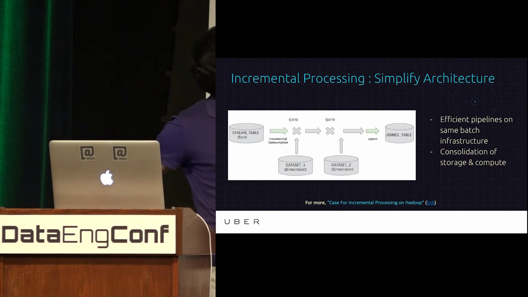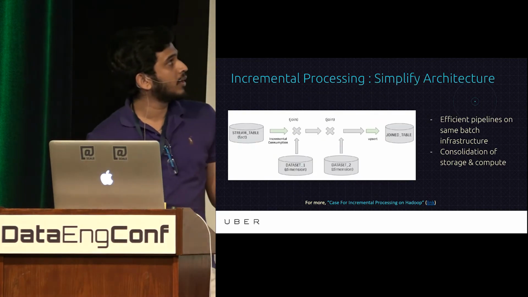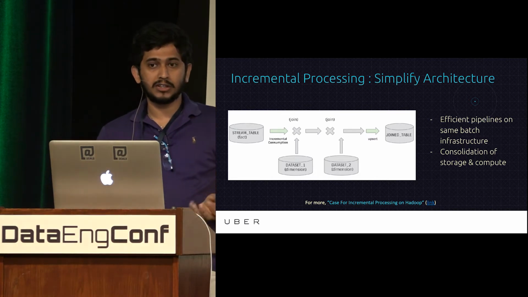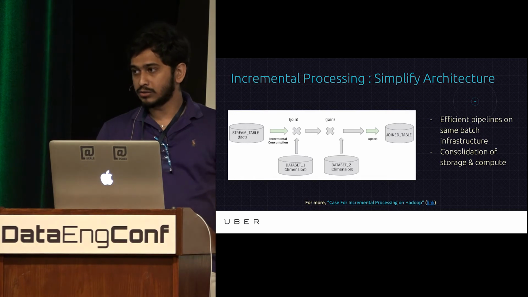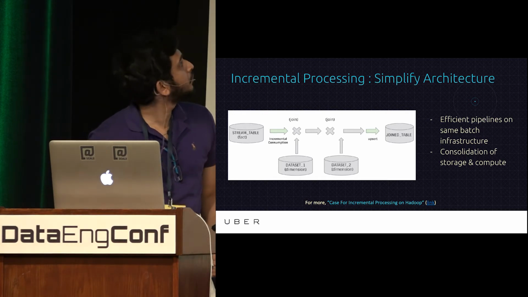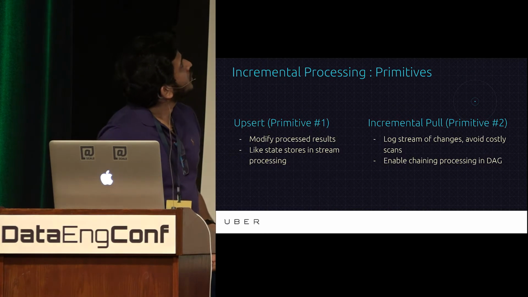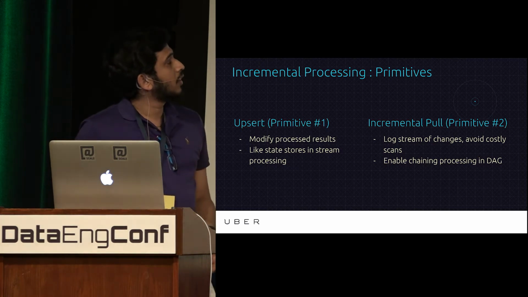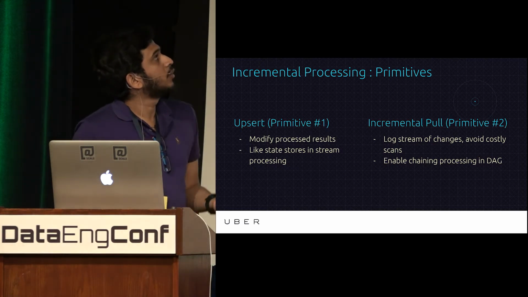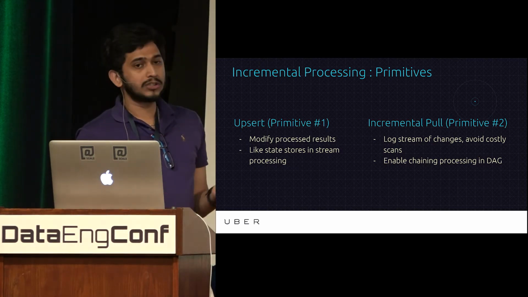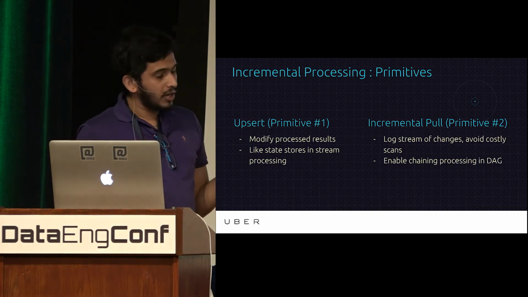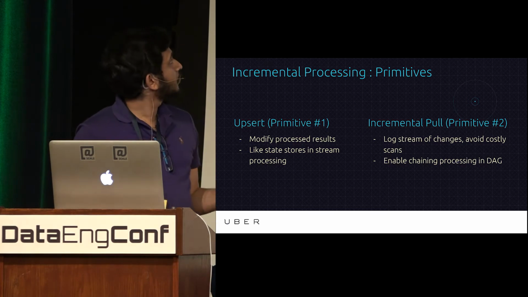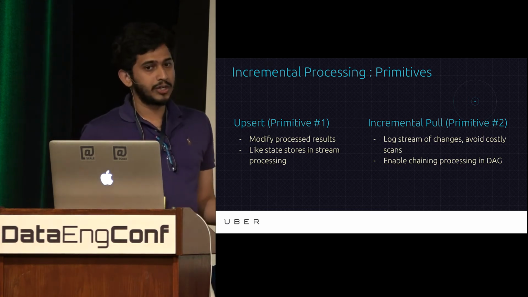And again, we are simplifying the architecture. So you can run these faster pipelines on the same batch infrastructure that you are used to building all of these other tons of pipelines on. So what do we need, again, to just do this on top of your Hadoop stack? Upserts. They help you modify process results. They are like state stores in stream processing.